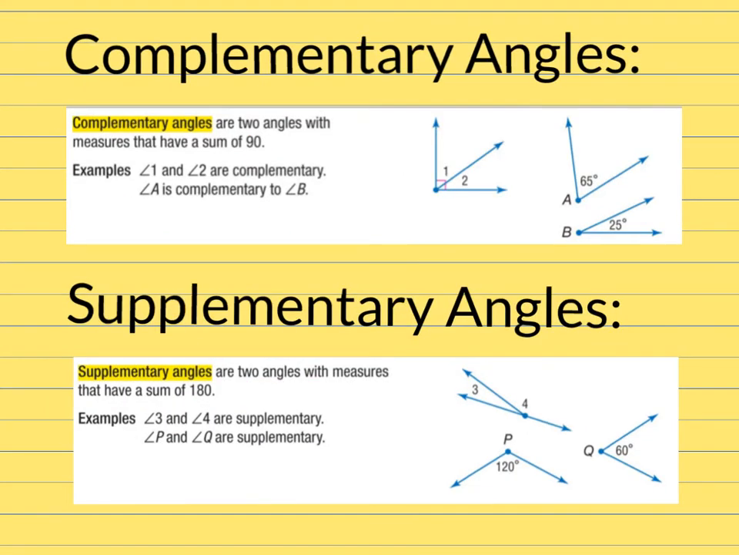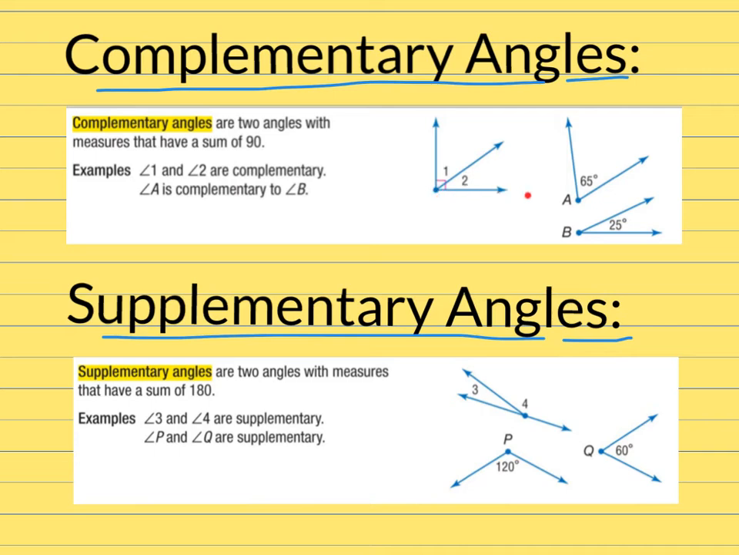The next two angle pairs are complementary angles and supplementary angles. Complementary angles are two angles with measures that have a sum of 90 degrees. It's always two angles, okay? So when you have a right angle divided into two angles, you know that these two angles are going to add up to 90 degrees, and therefore they are complementary angles. Angle 1 and angle 2 are complementary angles.